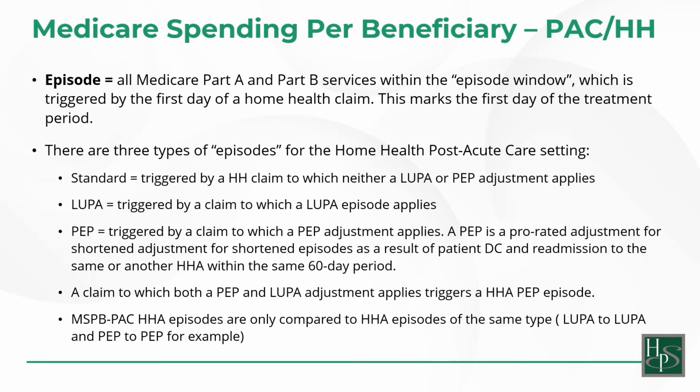Now, Medicare spending per beneficiary agency episodes are only compared to episodes of the same type, meaning LUPA episodes are compared to LUPA episodes, PEP episodes are compared to PEP episodes. So they don't take all of them and lump them together, in other words. They are compared by episodes of the same type.